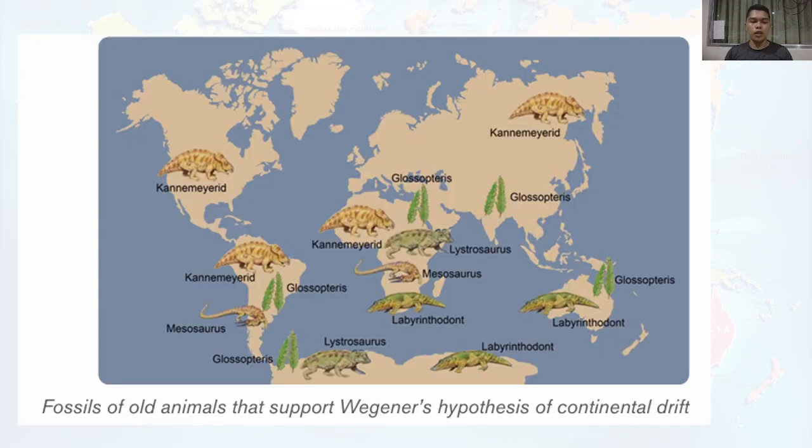Next is the fossils of old animals that support Wegener's hypothesis of continental drift. As we discussed in the previous slide, we can find fossils of early organisms on different parts of the continents, even though they are now far separated by sea. These organisms lived long ago, and their fossils can be found on different continents. According to Wegener, these continents were once a joined land, which is why the fossils of these organisms can be found in different areas.